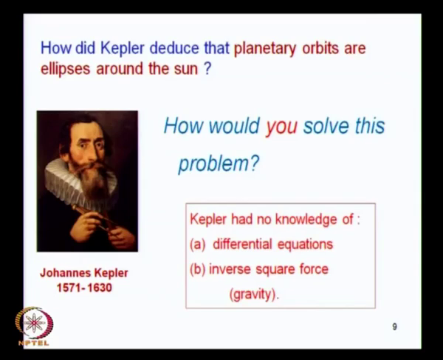Now, Kepler did not know differential equations, and Kepler did not know that the force of attraction between two masses is G m1 m2 by r squared, and that is the reason the question raised at the top of this slide is, how did Kepler deduce that planetary orbits are ellipses around the sun? So, obviously, he did not use the technique which you would use today.